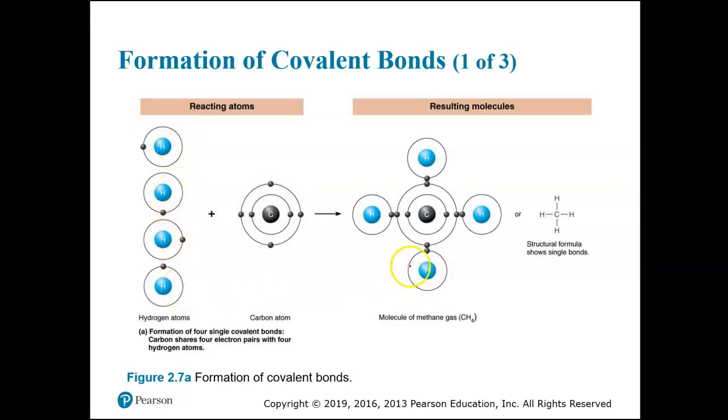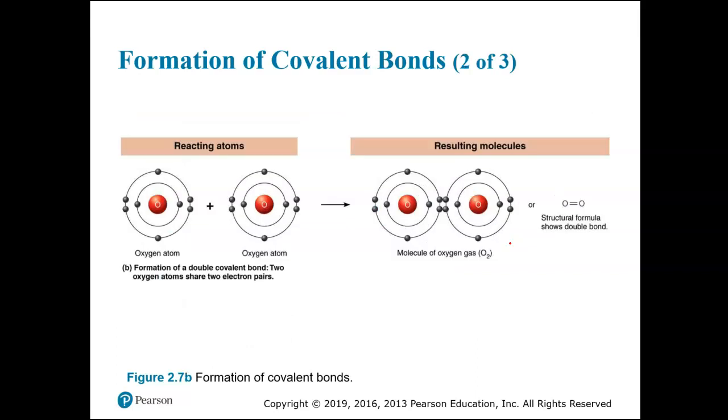So if we share valence electrons between all the hydrogen atoms and then the one central carbon atom, that will give carbon now an extra 4, and it will give each of the hydrogens an extra 1. So all of them will be stable by sharing a pair of electrons between them. And that pair of electrons is represented by a single line. So that's called a single covalent bond.